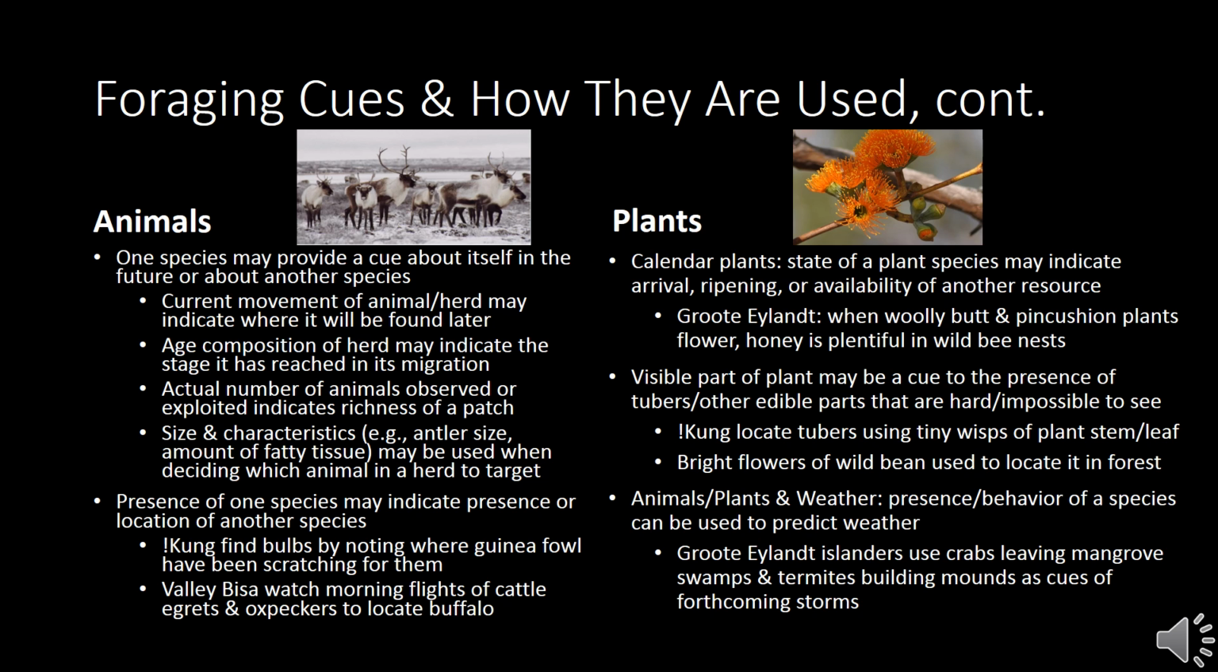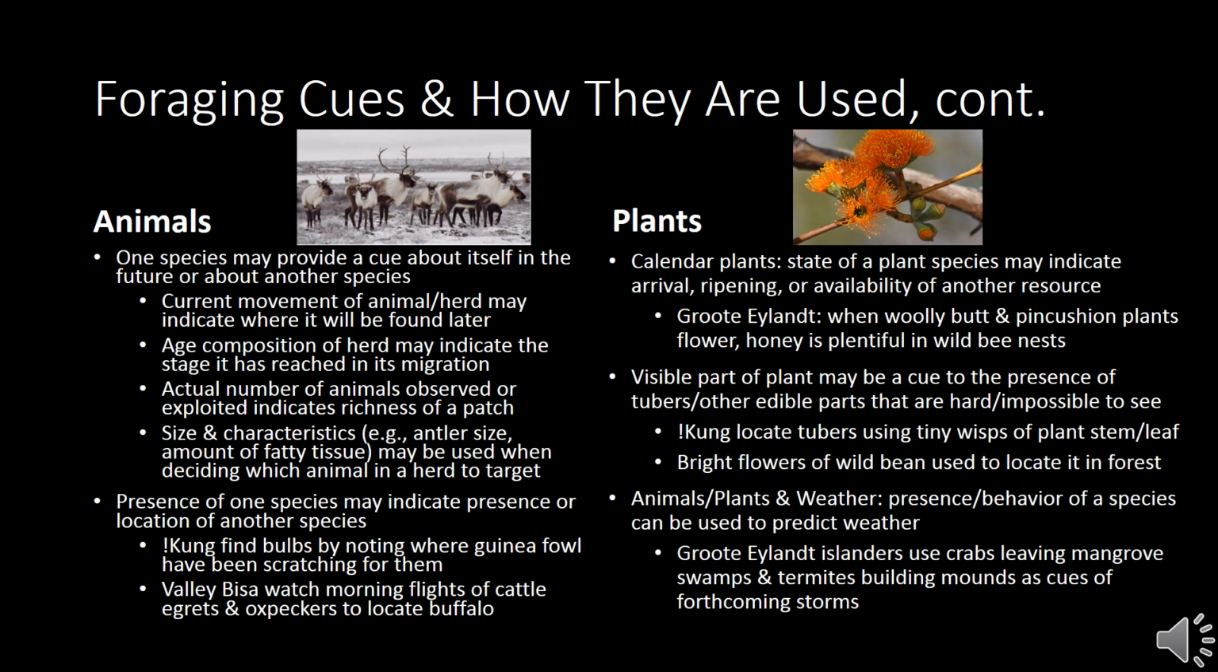Another source of foraging cues is animals and plants. One animal or plant species may provide a cue about itself in the future or about another species. For example, the current movement, both speed and direction, of an animal or herd may indicate where it will be found later. To take another example, the age composition of a herd may indicate the stage it's reached in its migration. And, as noted earlier, the number of animals observed or exploited provides information about the richness of a patch.